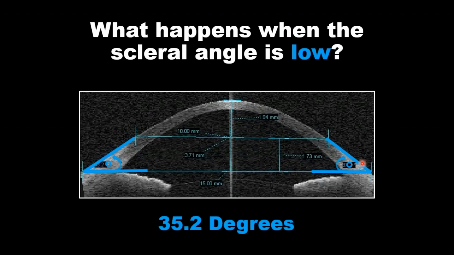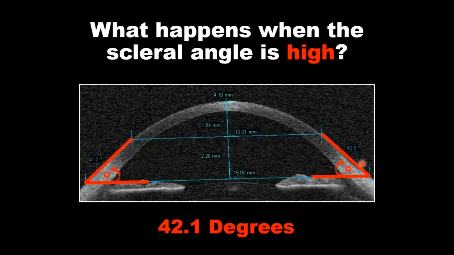But what happens when the scleral angle is low? What does that mean for your fit? Would you expect the lens to be tighter, looser? Would you expect to land at the limbus, land on the peripheral cornea? What happens when that scleral angle is much lower than the average 38 degrees? What happens if that angle is much higher than the standard 38 degrees?